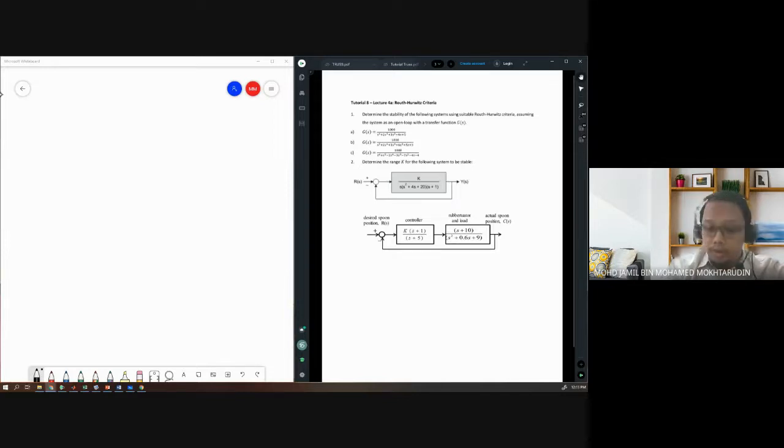Okay, so the blocks are arranged in cascade. We just multiply the transfer function of the controller and the transfer function of the actuator and load. And then all of these are in feedback with unity. So it's a unity feedback: cascade plus unity feedback.